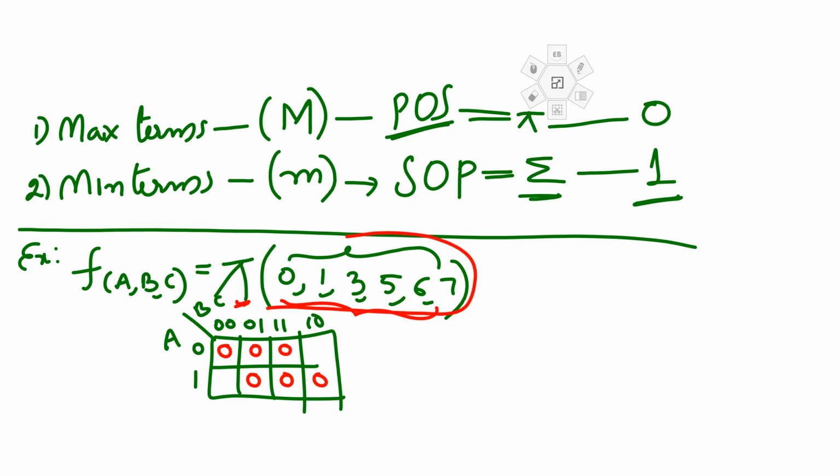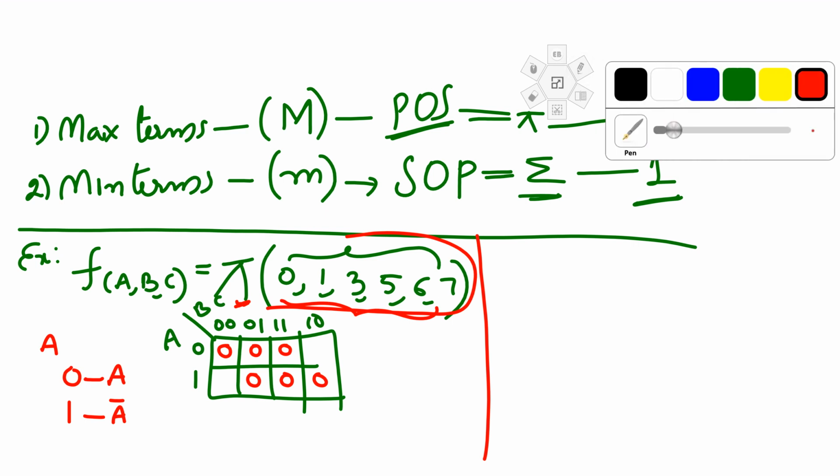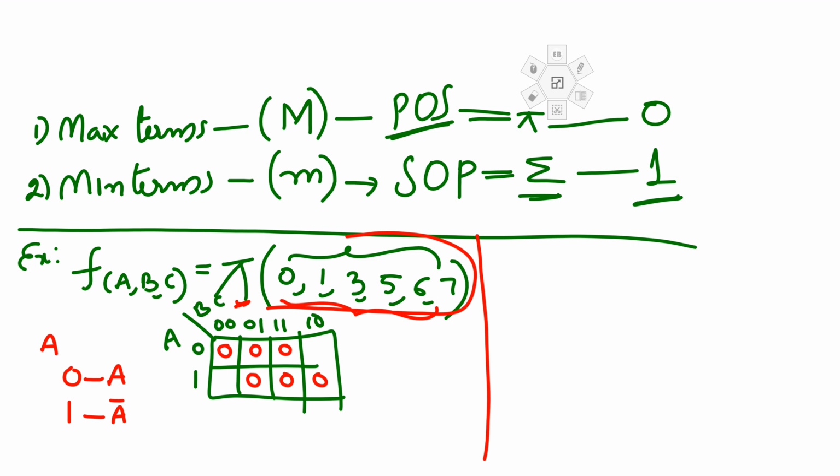Now we have to minimize this. So in product of sums, what we have to remember is, assume that there is a variable A. If 0 comes, we write A. If 1, then A bar. This is very important. If 0, then we write A, and if it is 1, then we write A bar. Now, can we form any quads in this? Yes, we can form a quad. So the quad is here.